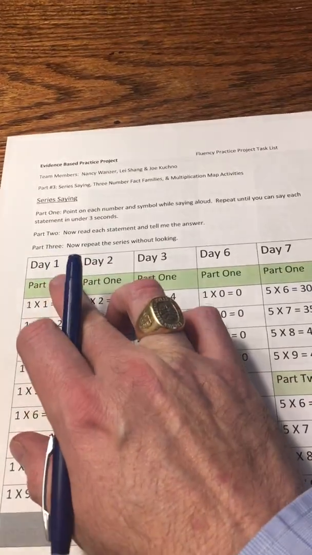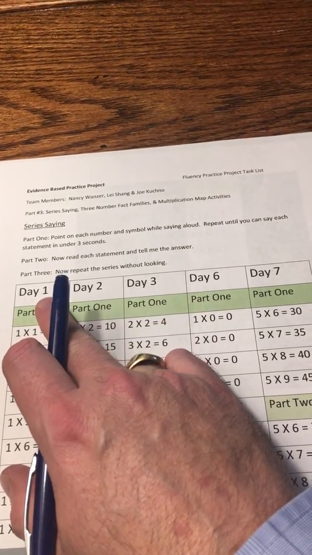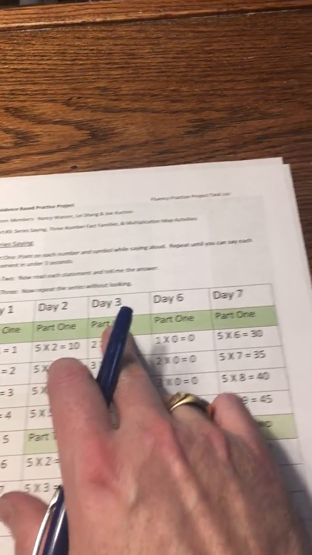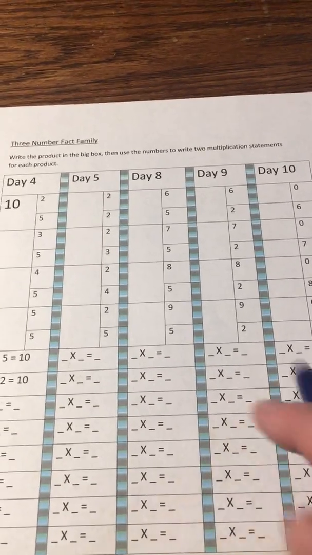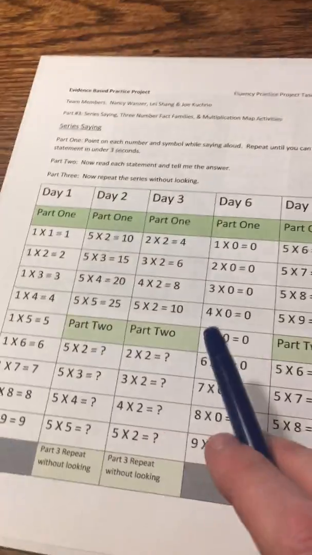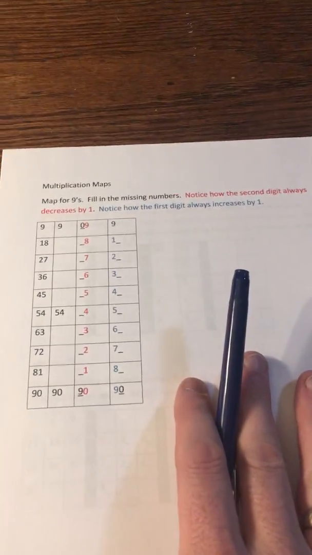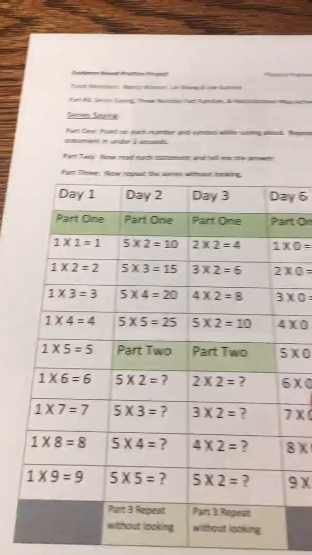As you can see, I have a plan here to do something for day 1, day 2, day 3, and then we'll come over to the three number fact families and do day 4 and 5, back to 6 to 7, 8, 9, and then also I can fill in with these multiplication maps. So let's see how this works.